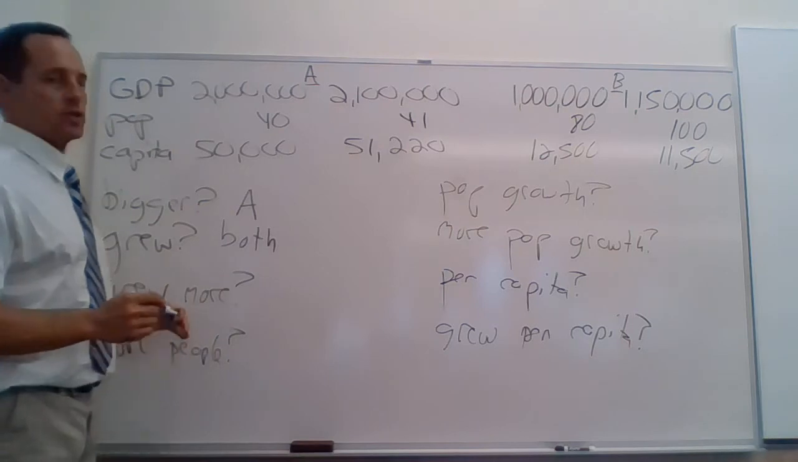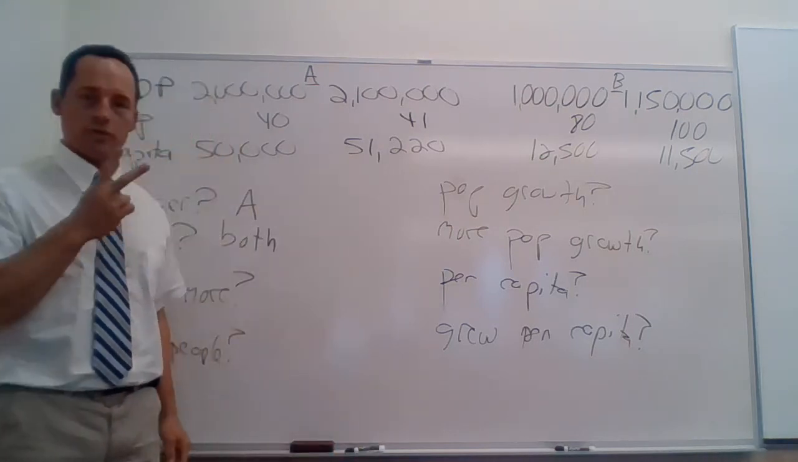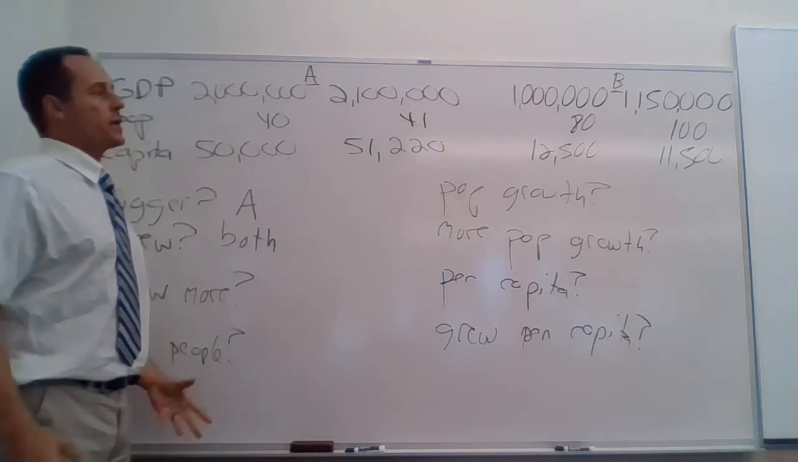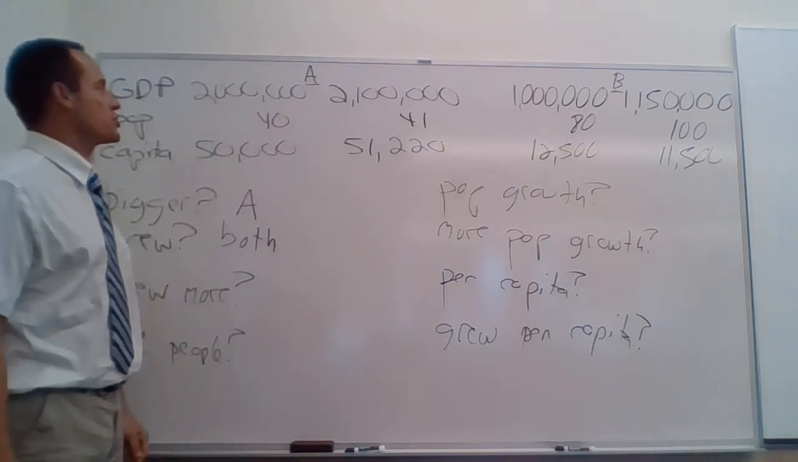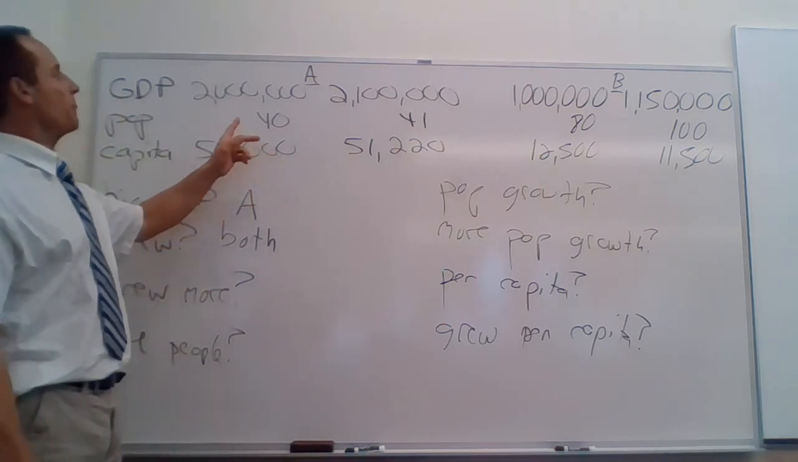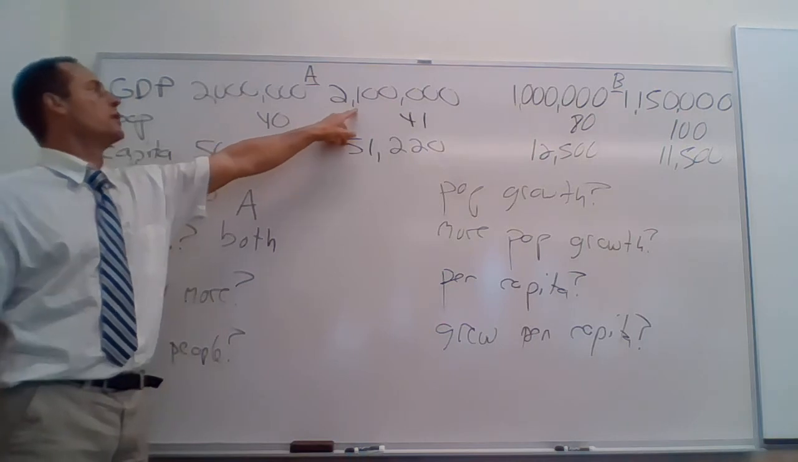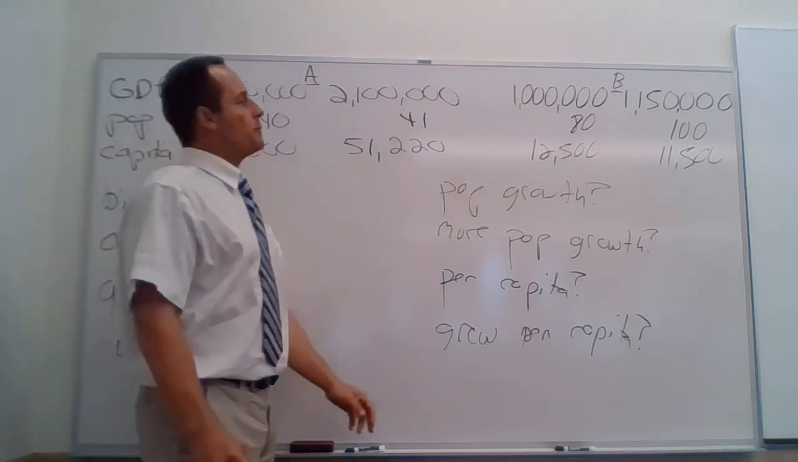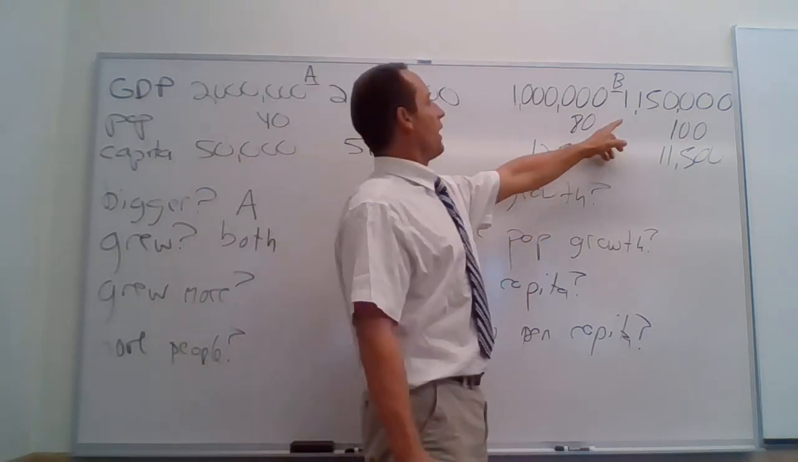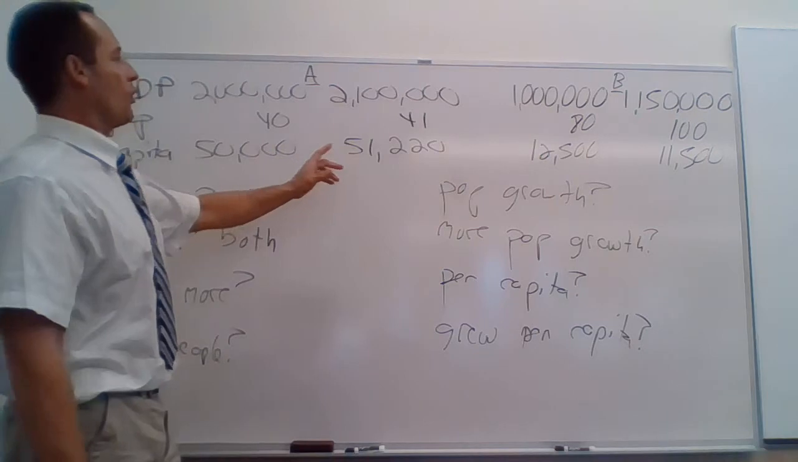Our third question is which economy grew more? And that question can be posed in two ways. We can subtract and find a difference, or we can do some division. The difference for economy A is 2 trillion to 2.1 trillion, so economy A grew by 100 billion. Economy B grew by 150 billion. So economy B had more growth.